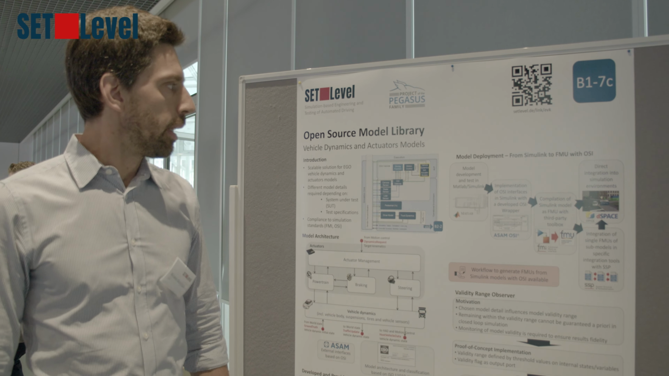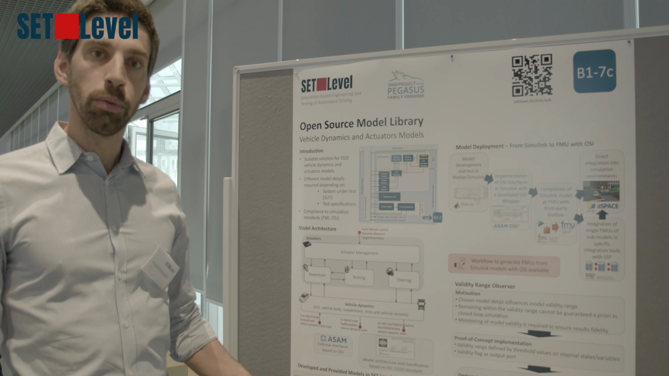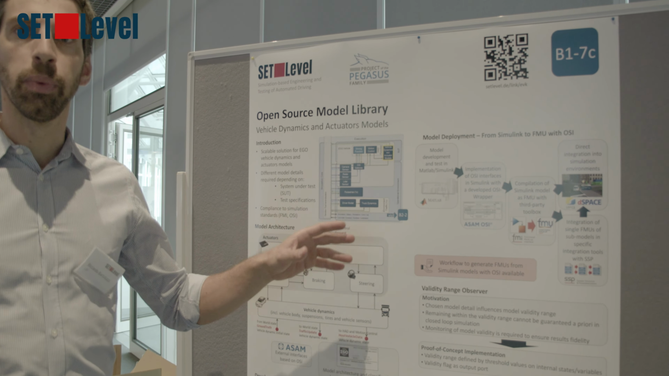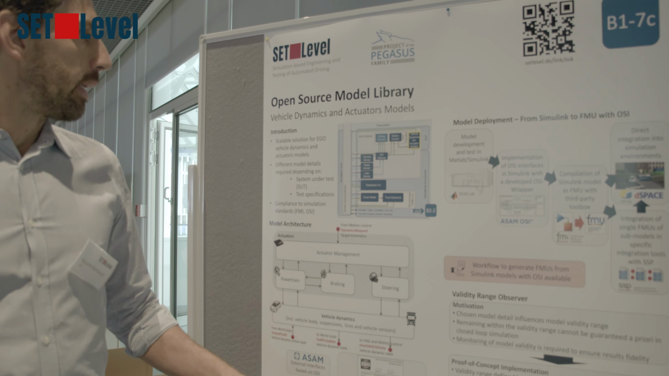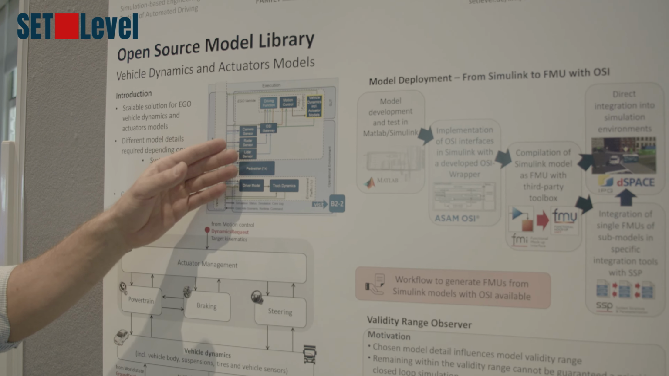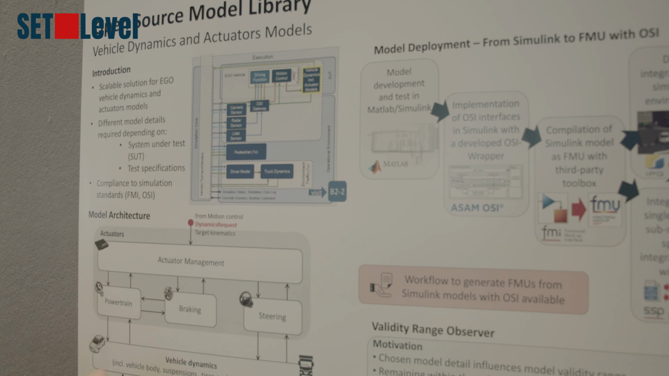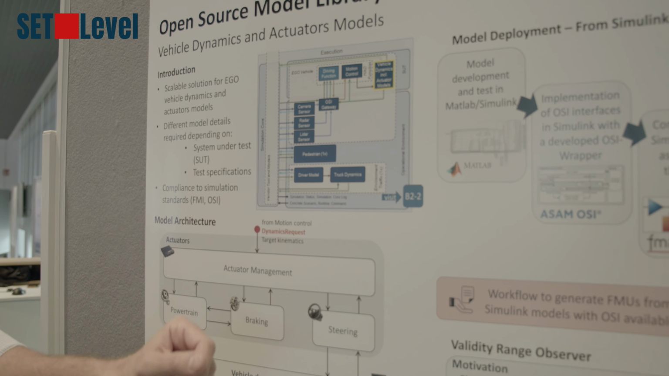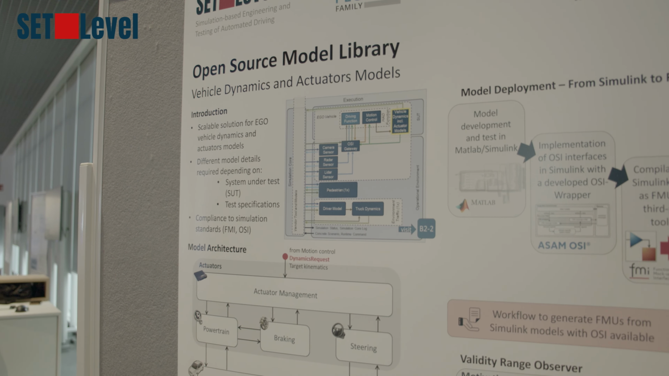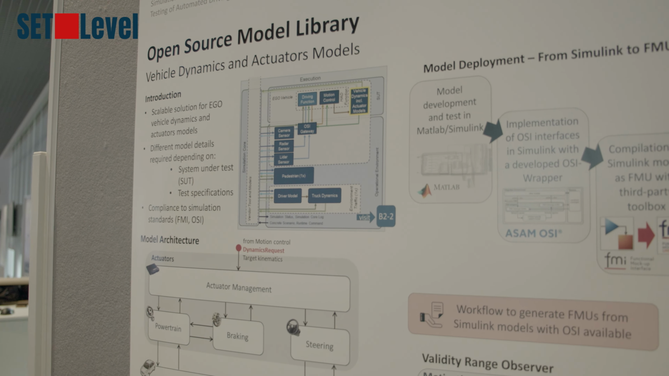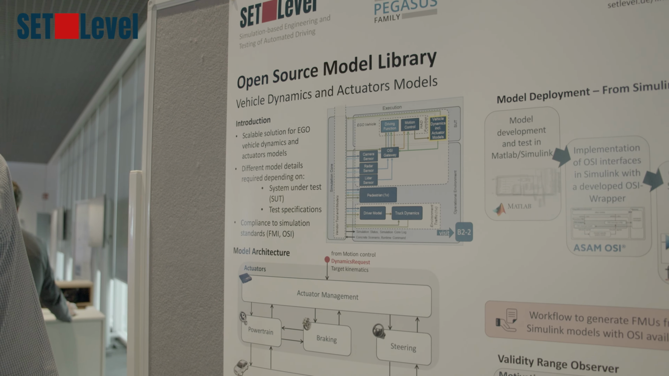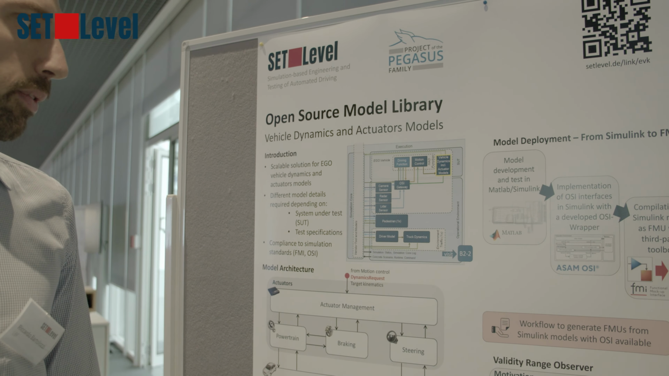So when developing these models within the project, we defined two main goals. One goal was to develop and provide models with different levels of detail. The different detail levels are required depending on the specific system under test and on the test specifications. The other goal was to have models compliant with the simulation standards implemented in the project, which are basically FMI for the model deployment and OSI for the interfaces.